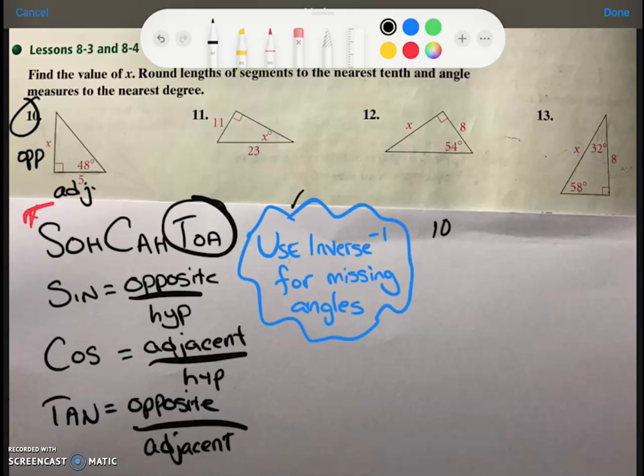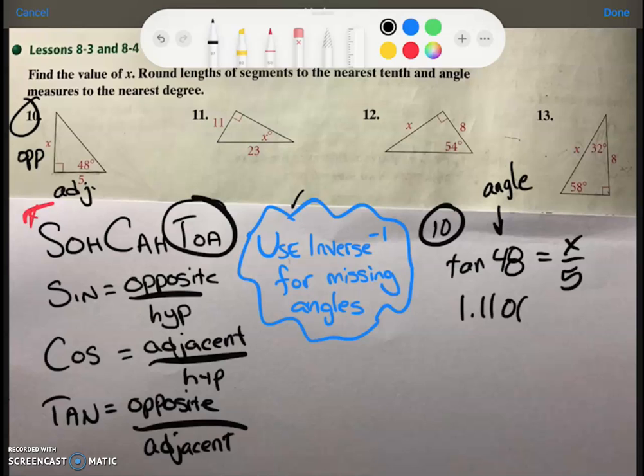So for number 10 here, we're going to say tangent of 48 degrees, always the trig button, then the angle, and then you say, well, what does tangent mean? It means opposite, in this case x, over adjacent, which is 5. Now you got to have a calculator here. Punch in tangent of 48, and you will get 1.1106 is equal to x over 5. And then you would simply multiply by 5, and x is about 5.5. So if you look back at the original picture, if this side right here is 5 inches, then this side right here is a little bit bigger than that, 5.5 inches.